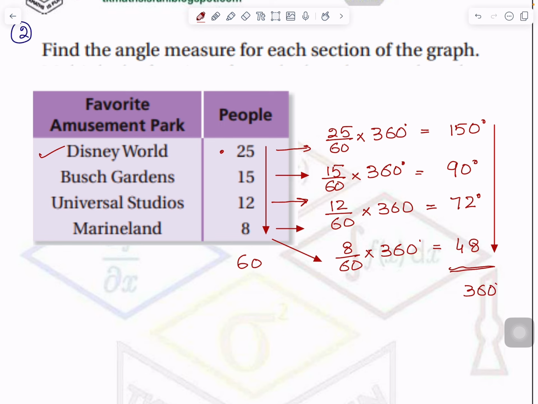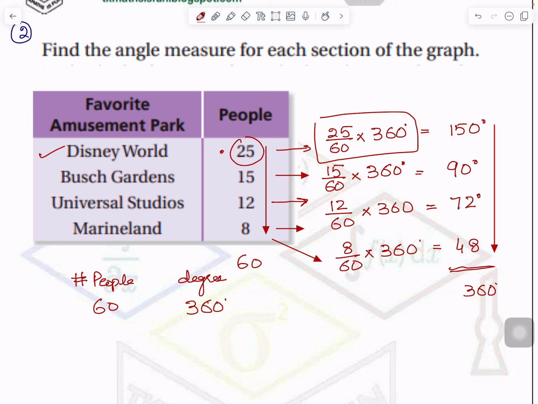Okay, now one more thing you can understand here. I just want to explain in case somebody is still confused about this concept. Though one should not be, there is a possibility. So if you see the number of people and the degree relationship, right? So I know total people are 60 and total degrees are 360. Agreed? And I want to find out the degree for 25 people.